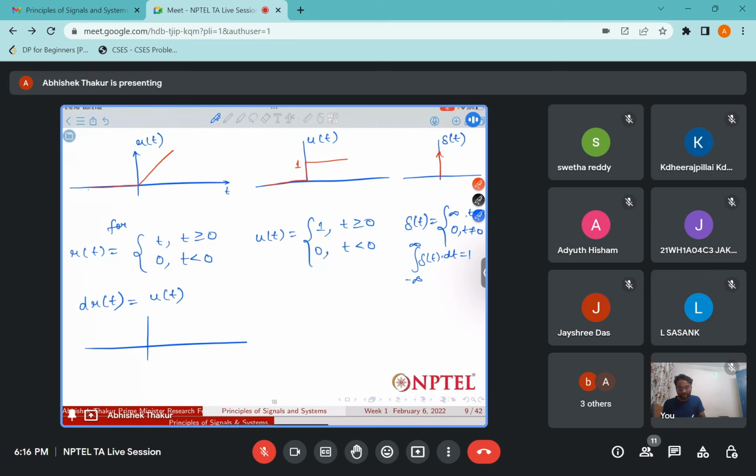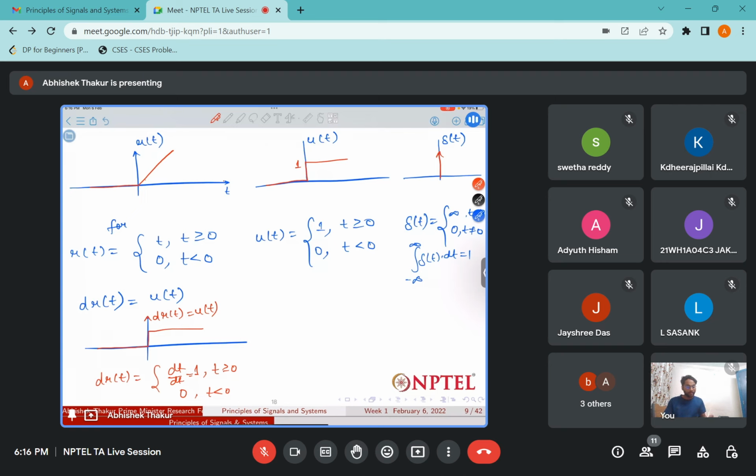Because whenever it is negative, it is just a constant value, so the derivative will be 0. And here you can see the derivative will be dt by dt, that is equal to 1. For t greater than 0, d of r(t) will be dt by dt, that is equal to 1 for t greater than or equal to 0. And the derivative of 0 is 0, so it will become the unit step function. So this is our derivative of r(t), that is equal to u(t).